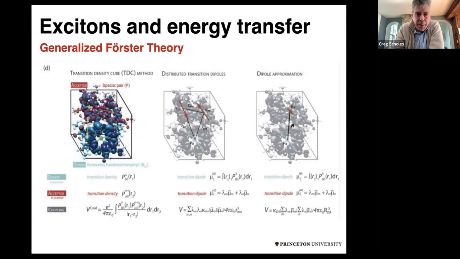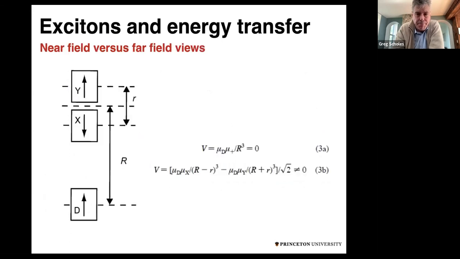But the dipole approximation breaks down. And you can show why that is here in the coupling, as a matter of fact. So the top equation is what I just said. If we couple the donor dipole to the acceptor exciton state transition dipole, we get zero, because that mu plus has a magnitude of zero.